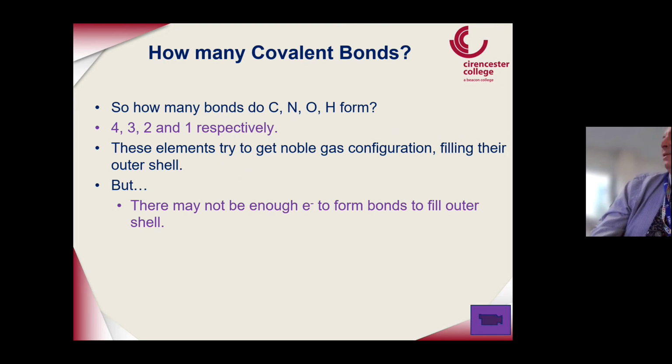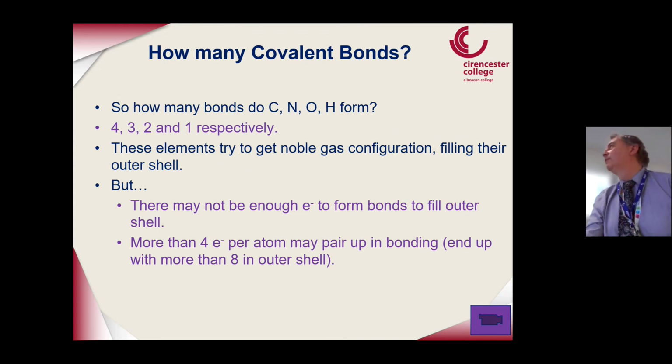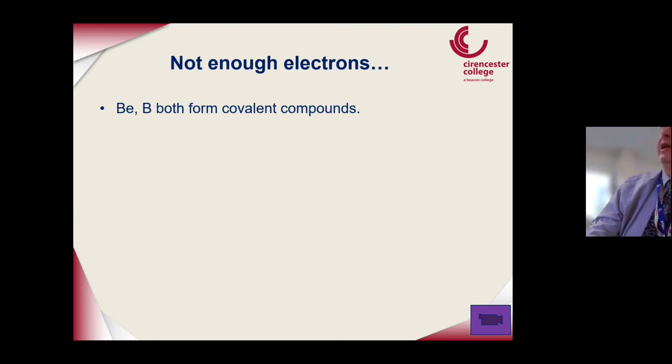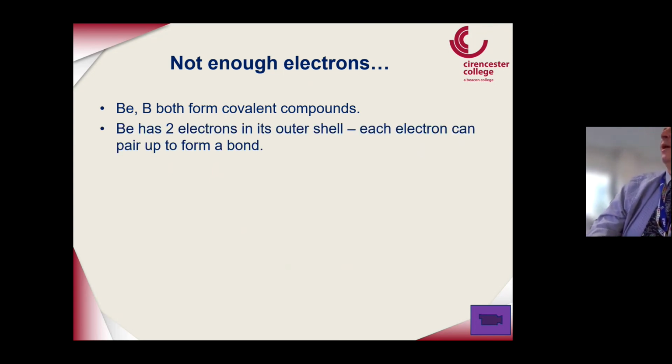But sometimes there's not enough electrons to fill the outer shell. And sometimes more than 4 electrons may pair up, where we might end up with more than 8 in the outer shell. So not enough electrons. Beryllium, boron, and potentially aluminium can form covalent compounds. Now you'd expect beryllium to be ionic, it is a metal, and you'd expect it to behave like a metal and form Be2+ ions.